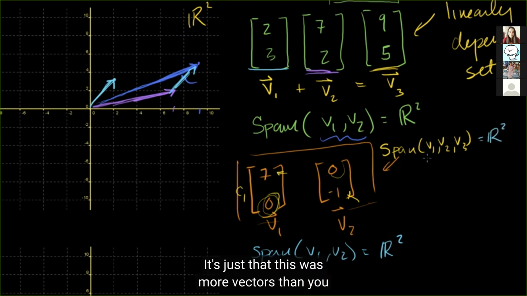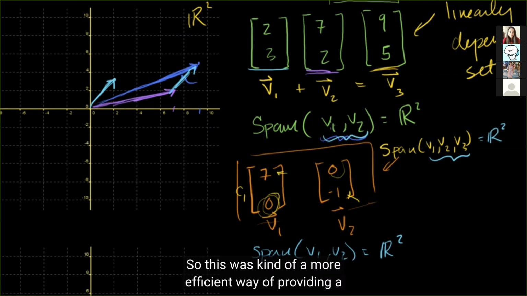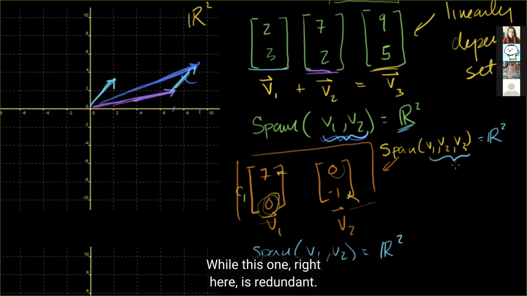It's just that this was more vectors than you needed to span R2. R2 is a two-dimensional space, and you needed two vectors. So this was a more efficient way of providing a basis. I haven't defined basis formally yet, but I just want to use it conversationally, and then it'll make sense to you when I define it formally. This provides a basis, a non-redundant set of vectors that can represent R2, while this one right here is redundant. So it's not a good basis for R2.